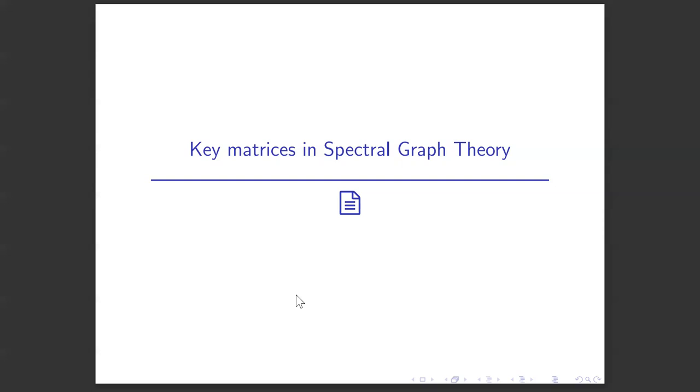So I hope that you have some background in linear algebra or something like that. I will not introduce them repeatedly. So I think you can view the MIT open course. It has a very, very good open course, and you can look at that. So I will directly introduce the matrix in spectral graph theory.